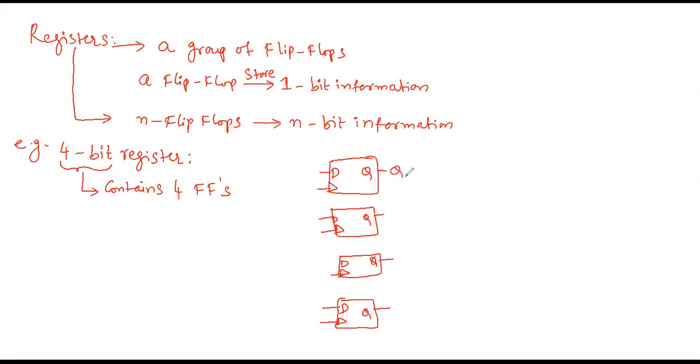Consider the outputs are Q3, Q2, Q1, Q0, and the inputs are IN3, IN2, IN1, IN0. All clocks are connected to one external clock.